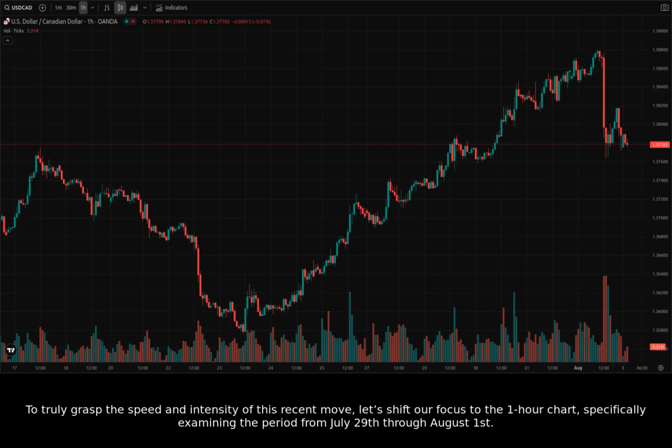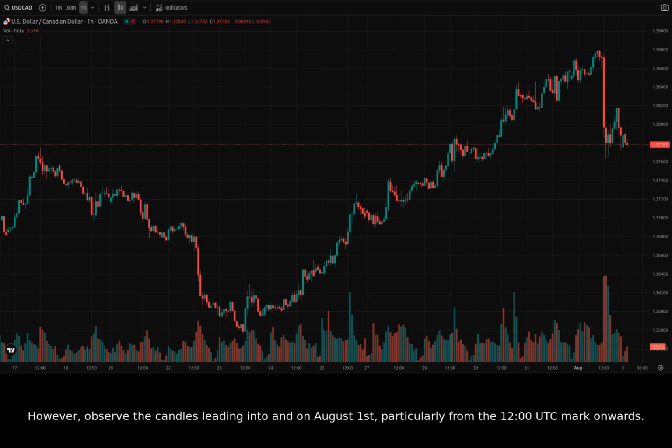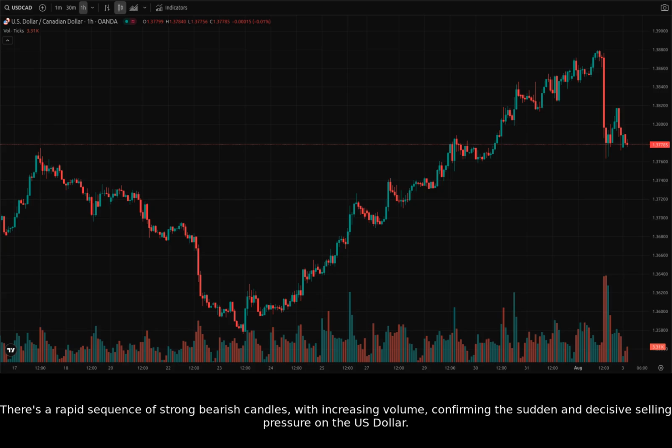To truly grasp the speed and intensity of this recent move, let's shift our focus to the 1-hour chart, specifically examining the period from July 29th through August 1st. We can see a relatively stable period around the 1.37 to 1.38 mark, with small hourly fluctuations indicating consolidation or minor directional biases. However, observe the candles leading into and on August 1st, particularly from the 12 o'clock Universal Time Coordinated mark onwards. There's a rapid sequence of strong bearish candles with increasing volume, confirming the sudden and decisive selling pressure on the US dollar.